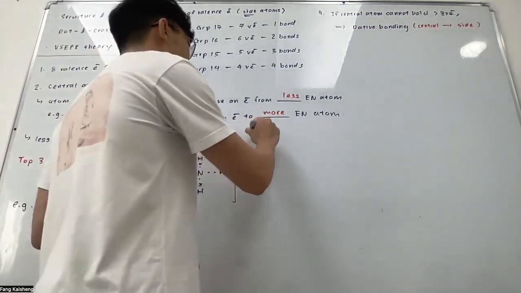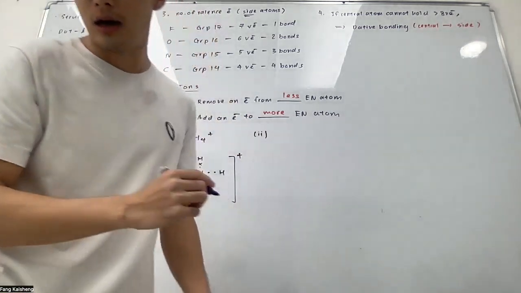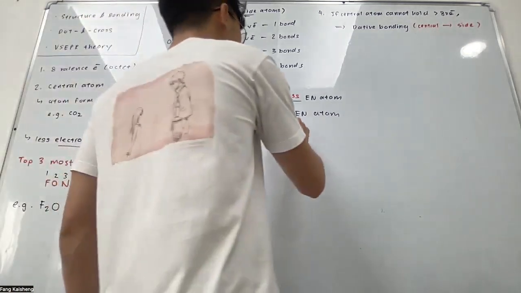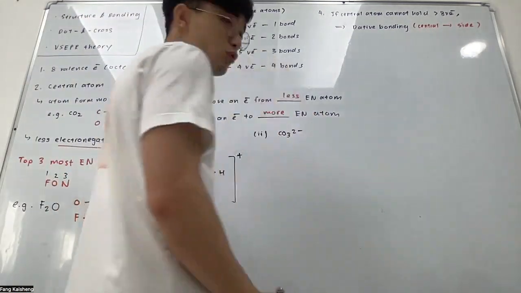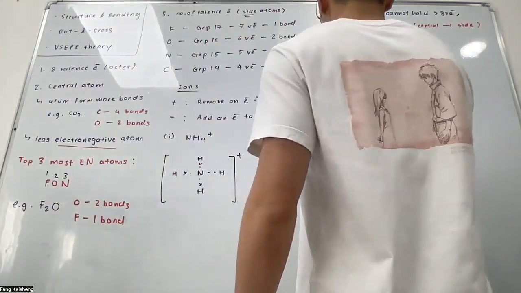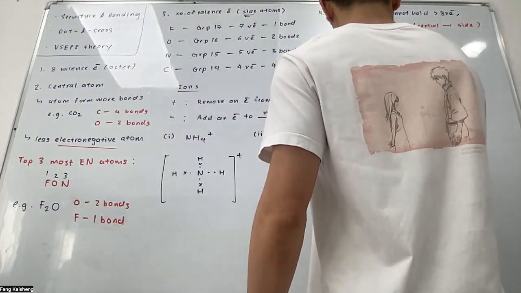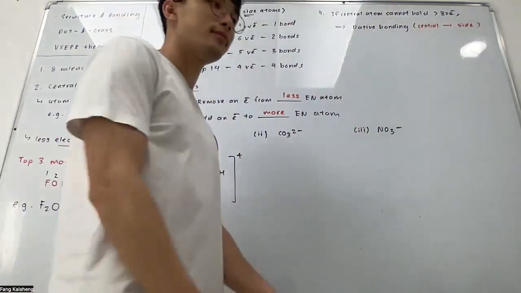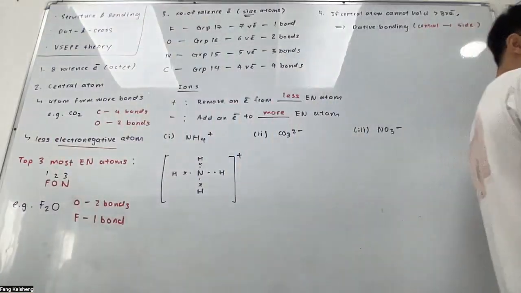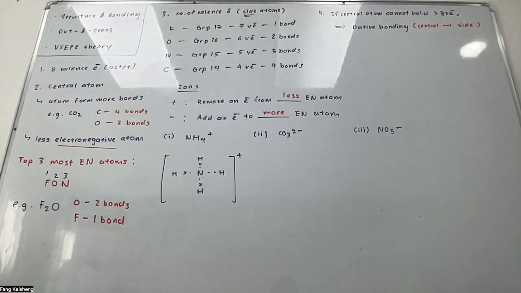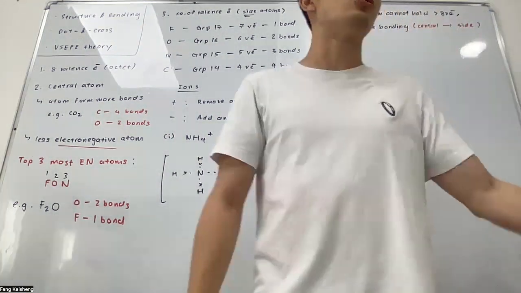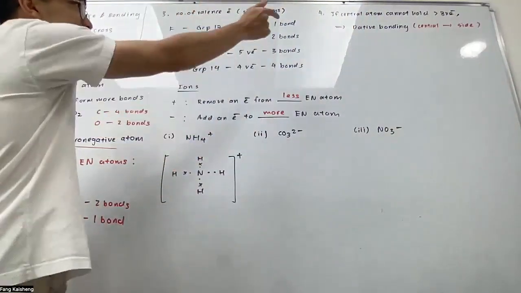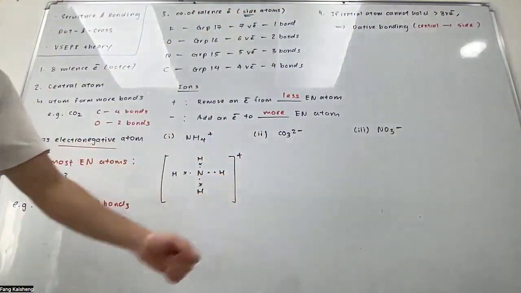Okay, let's try the rest. I want to try perhaps the next 2 more first, then I'll cover them. CO3 2 minus and NO3 minus. And you also notice that in secondary school they never taught you dative bonding, so you can't draw so many structures. The moment this dative bond comes out, you can pretty much draw everything.